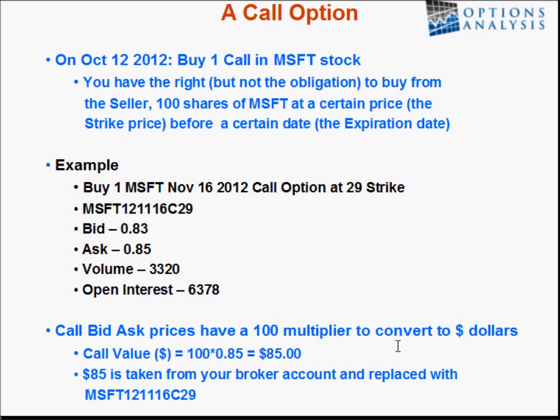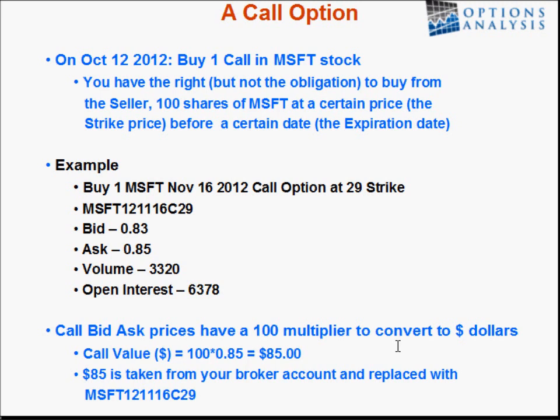So what is a call option? On October 12, 2012, we decide to buy one call option in Microsoft stock. This gives us the right, but not the obligation, to buy from the seller 100 shares of Microsoft at a certain price, called the strike price, before a certain date, called the expiration date.